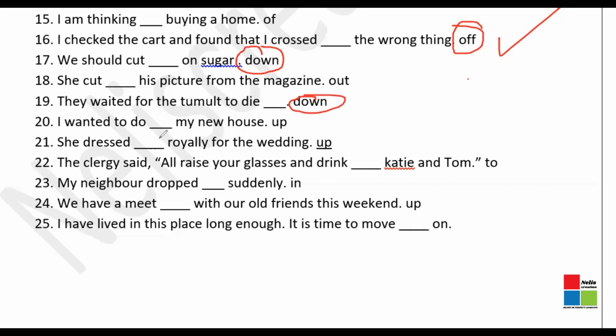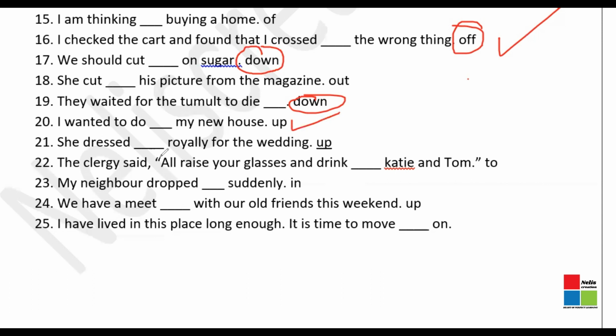I wanted to do dash my new house. I wanted to do up my new house. I wanted to do up. What does this mean? Maybe you have bought a new house and you want to do the interiors. So this is like doing up the new house. This means that you want to decorate your new house.